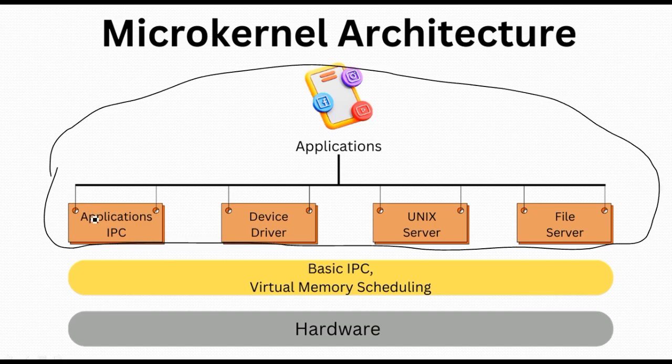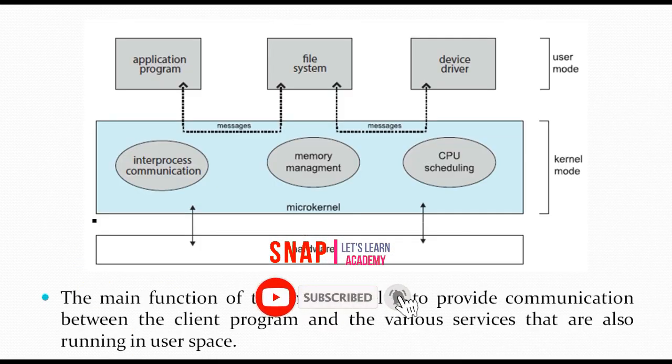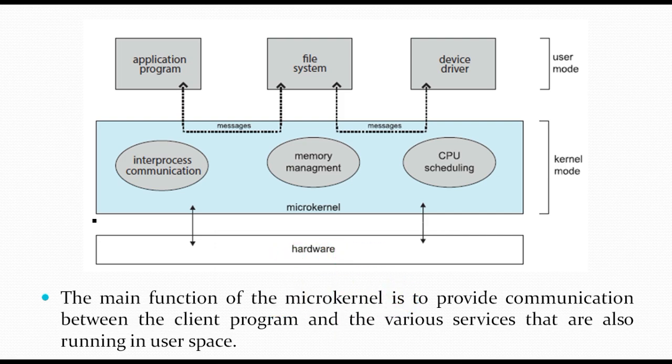So in the user space, most of the services are running and communication is provided by message passing. For example, let's say that if the client program wishes to access a file, it must interact with the file server. The client program and the server never interact directly. Rather, they communicate indirectly by exchanging messages with the microkernel.